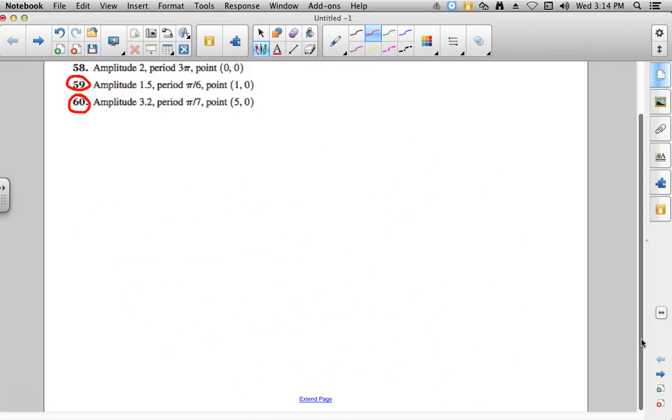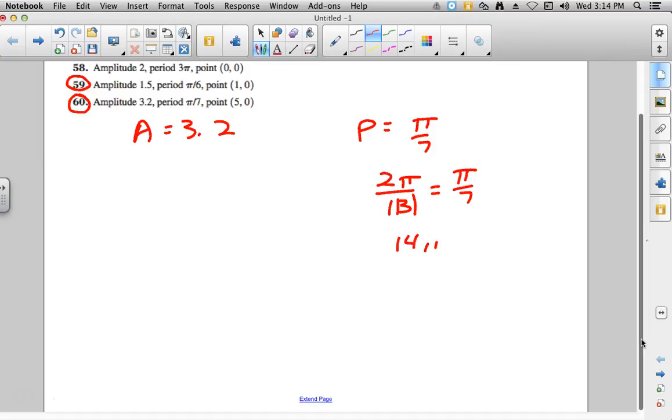So with number 60, we have an amplitude of 3.2, but this time our period is pi over 7. So 2 pi over the absolute value of b had to give us pi over 7. Well, cross multiplying, we're going to see that b has to be 14. And through the same thinking as the last one, we're definitely going to have x minus 5 in order to give us a sine of 0, which will end up with an output of 0.